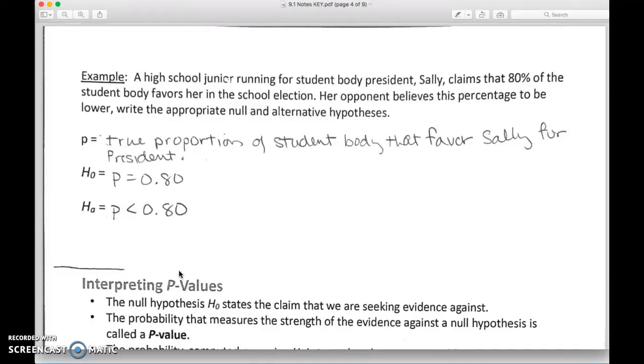So you always want to state what the parameter, what P actually represents, first. In this case, that would represent the true proportion of the student body that actually favors Sally for president. The null hypothesis, or our statement of no difference from the claim, is that the population proportion is 80%. What we're trying to prove is that we actually think that proportion is less than 80%. So when you're asked to write your appropriate null and alternative hypotheses, it really should include all three of these.